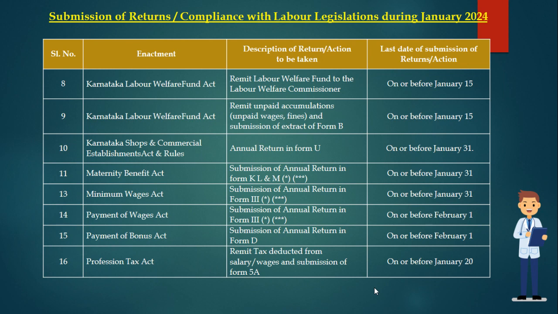In the 14th one, we have the Payment of Wages Act, and under this, there is the submission of annual return in Form 3. The due date for doing the same is on or before February 1st. In the 15th one, we have the Payment of Bonus Act, where there is the submission of annual returns in Form D. The due date for doing the same is on or before February 1st.